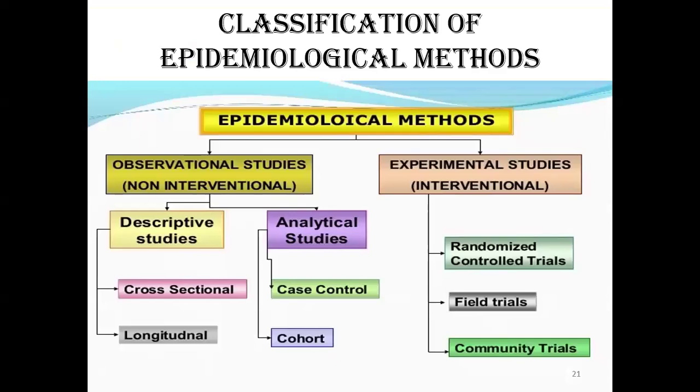Next, coming to the classification of the epidemiological methods. The epidemiological study designs are basically classified into two categories: the observational studies, which include descriptive and analytical. In descriptive, we have cross-sectional and longitudinal, and in analytical, case control and cohort studies. And in the experimental studies, we have randomized control trials, field trials, and community trials.